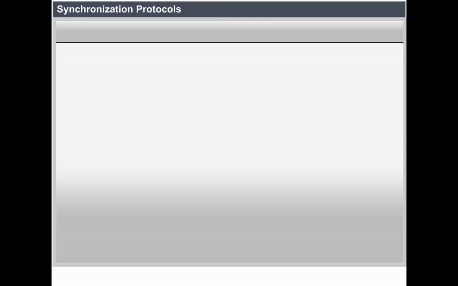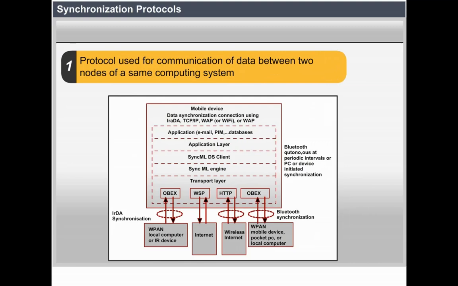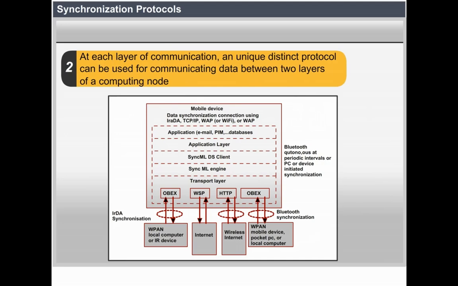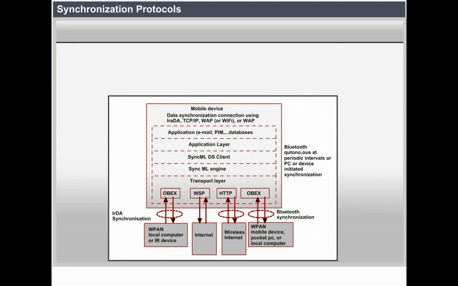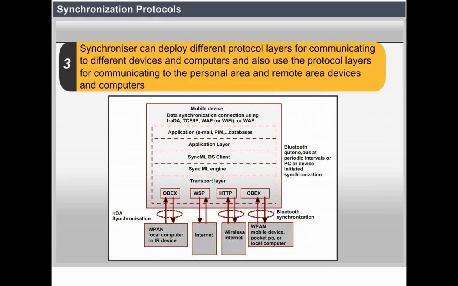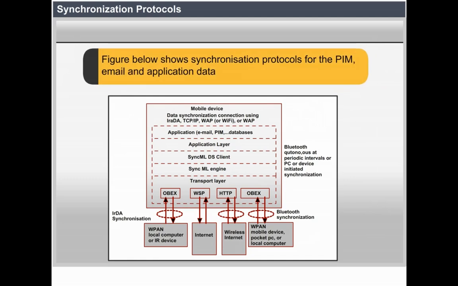Synchronization protocols. A protocol is used for communication of data between two nodes of a computing system. Also, at each layer of communication, a distinct protocol can be used when communicating data between two layers of a computing node. The synchronizer can deploy different protocol layers for communicating to different devices and computers, and also use the protocol layers for communicating to personal area and remote area devices and computers. The figure below shows synchronization protocols for the PIM, email and the application data.